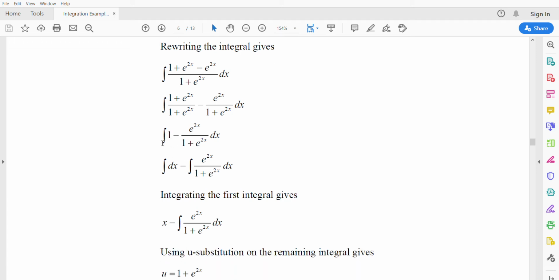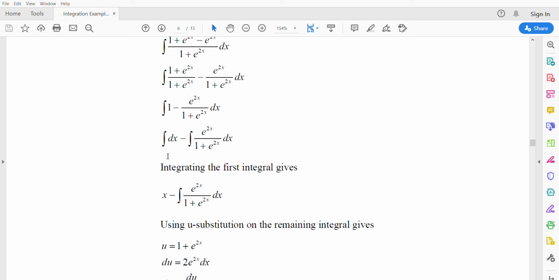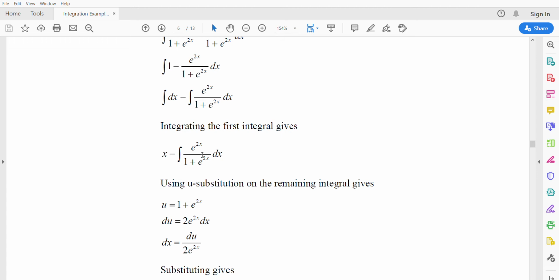So I'm going to break this up into two integrals. So I've got the integral of 1 dx minus the integral of e to the 2x over 1 plus e to the 2x dx. Integrating the first one, that gives me an x minus, now we're going to have to deal with the second integral, the integral of e to the 2x over 1 plus e to the 2x dx.